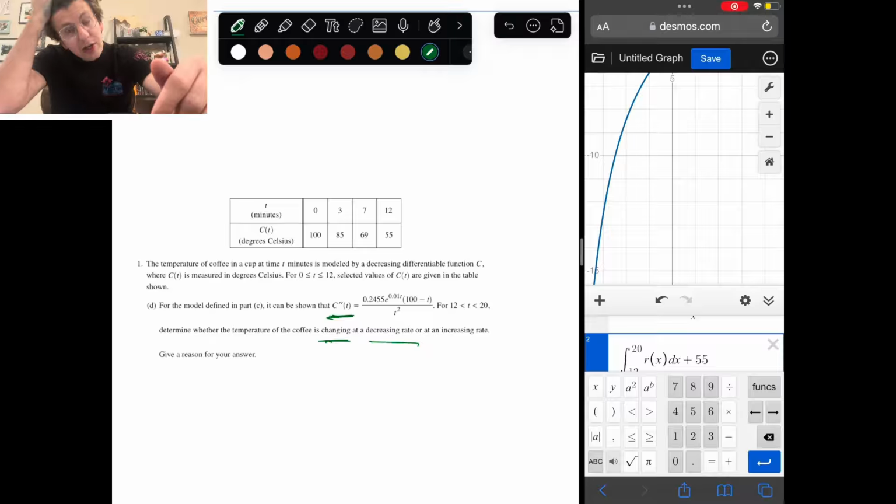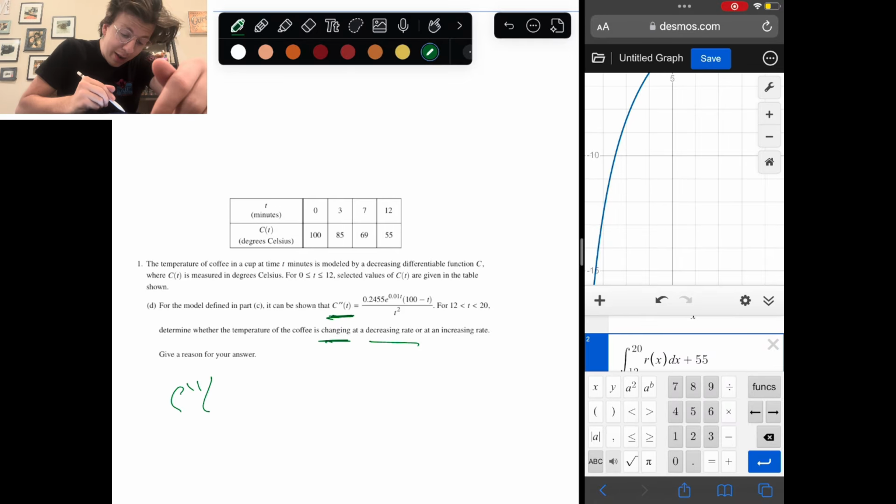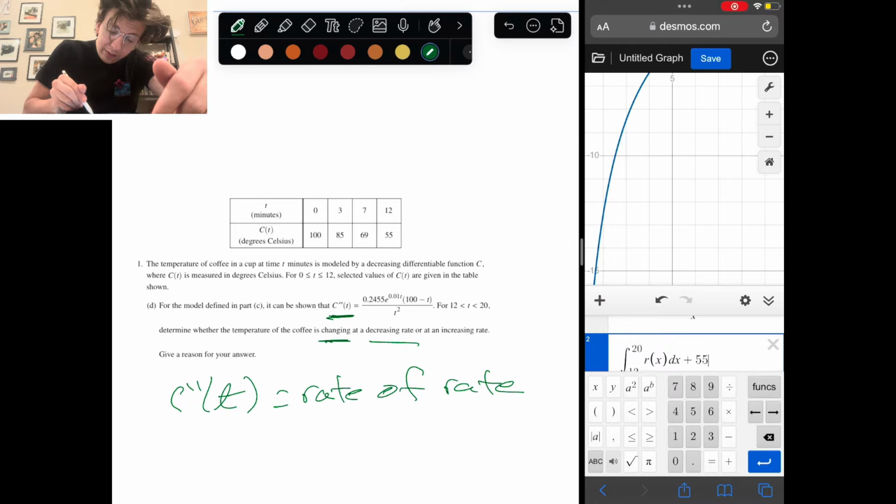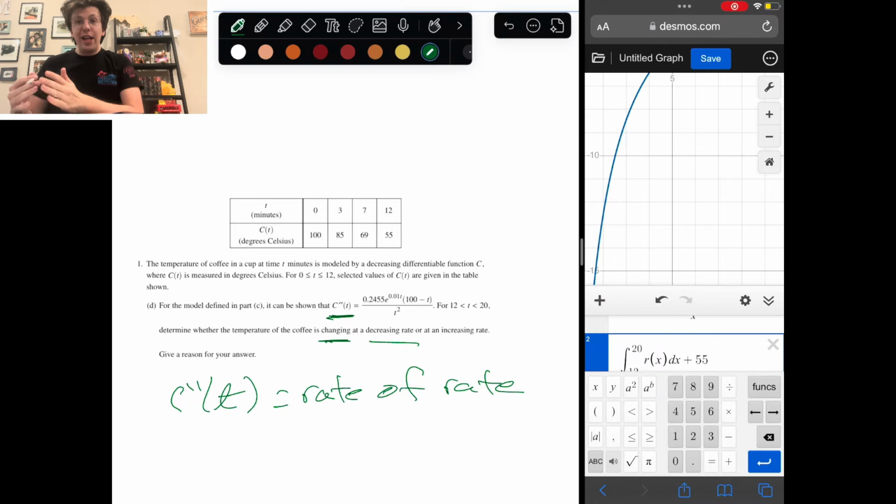Okay, so immediately you need to think about what does C double prime of t tell us? That is the rate of the rate. So our coffee is changing at some rate, at an increasing or decreasing rate. We just got to think, what is that value? If it's positive, our temperature is changing at an increasing rate, because it's already changing and it's going at a positive rate. It's going one more step up. And if our C double prime of t is negative, it's going to be changing at a decreasing rate.